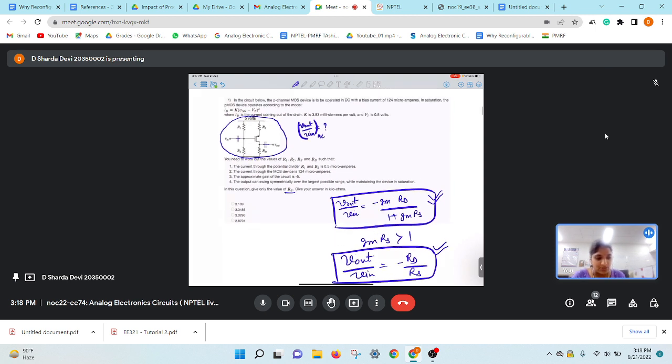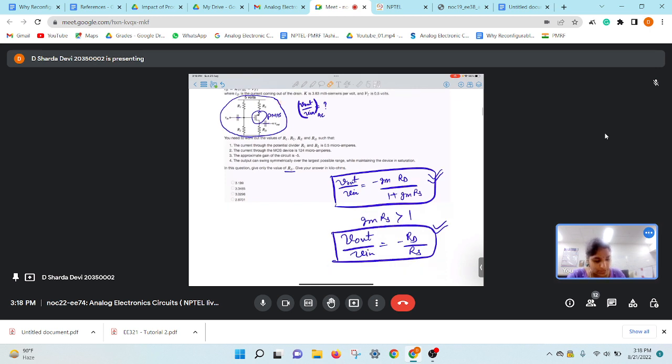Okay, so let's quickly go through. So first of all, you see that this is a PMOS, right? This is clear to everyone, right? So let's quickly make the small signal circuit and solve this. So how will the small signal look like? Source, gate.